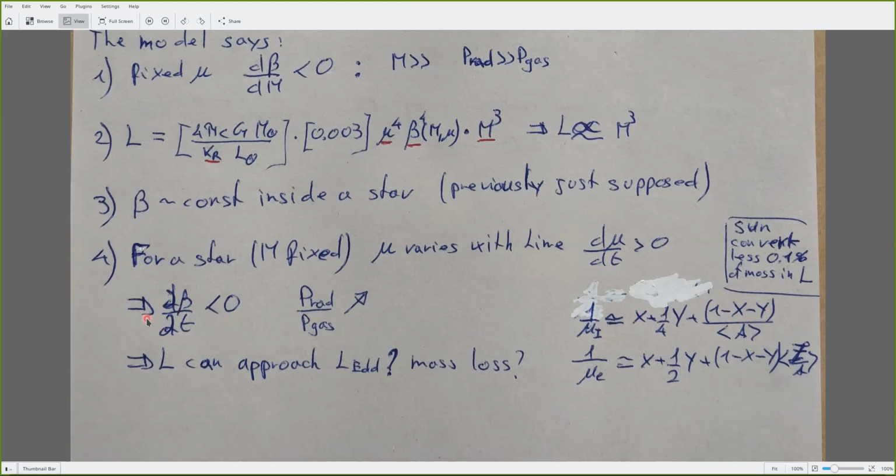Knowing this, we can see that the beta, the ratio, decreases with time. That means that the radiative pressure starts to be, with time, more important than the gas pressure. That suggests that during the life of the stars, the luminosity can approach the Eddington luminosity, and there can be a mass loss, which we actually saw, as I mentioned before.